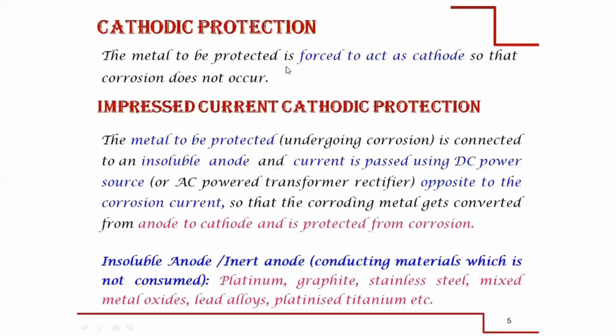Now, the insoluble or inert anode: what metals can we use? Generally these should be conducting materials which are not consumed and will not directly take part in the reaction. Platinum can be used as an insoluble anode, as well as graphite, stainless steel, mixed metal oxides, lead alloys, platinized titanium, etc. These can be used as inert anodes in the impressed current method.